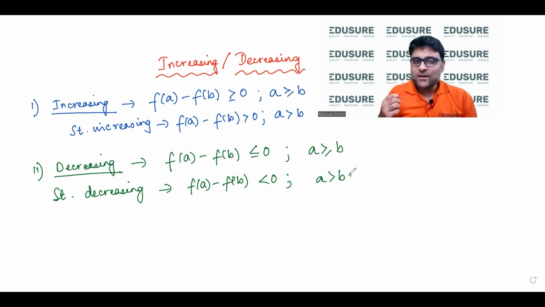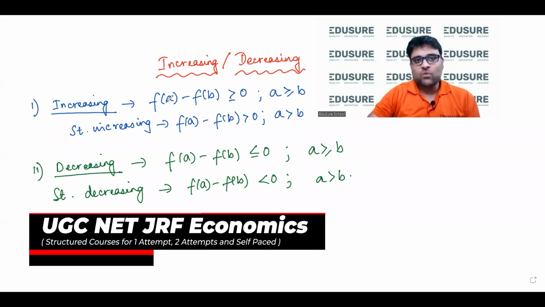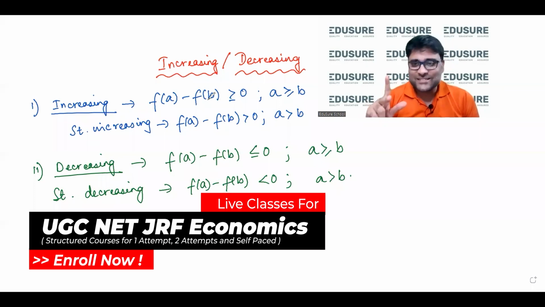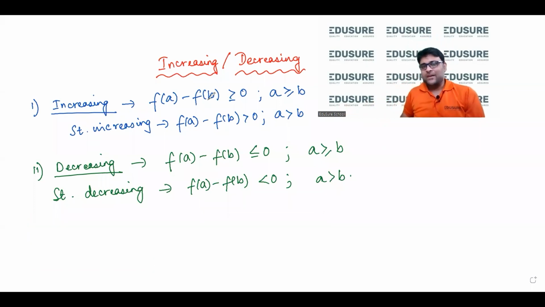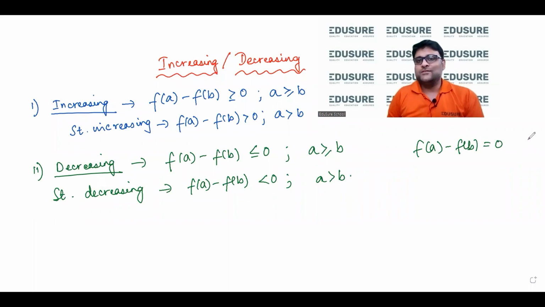Now, can anyone tell me that by calculus, how will you be able to find out whether a function is increasing or decreasing? If a function is increasing as well as decreasing, it means that it's a constant function. Because if f(a) minus f(b) is greater than or equal to 0 when a is greater than or equal to b, and f(a) minus f(b) is less than or equal to 0 when a is greater than or equal to b, if I combine the definition of increasing and decreasing, it basically means that f(a) minus f(b) is equal to 0 when a is greater than or equal to b. That means that the function f is a constant function. समझ में आया? Okay.